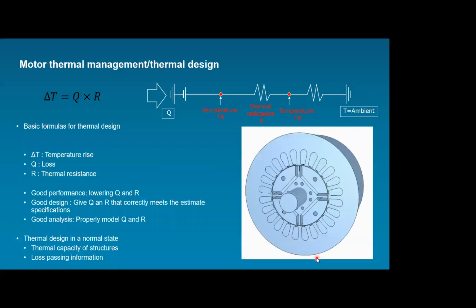And yeah, in an ideal working operation of electrical motors, if we define the temperature gain as the multiplication of the thermal loss Q and the thermal resistance, obviously we will have good performance when we can lower Q, so the losses, and the thermal resistance.